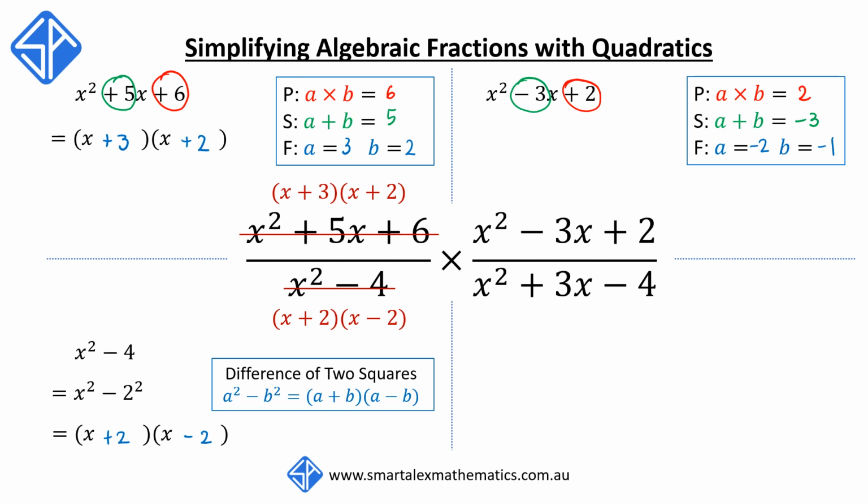us a negative 3. Once we have these values of a and b, we can now write x squared minus 3x plus 2 as x minus 2 times x minus 1. And similarly, we can replace the x squared minus 3x plus 2 expression with the factorized form of x minus 2 times x minus 1. Last, we've got x squared plus 3x minus 4.